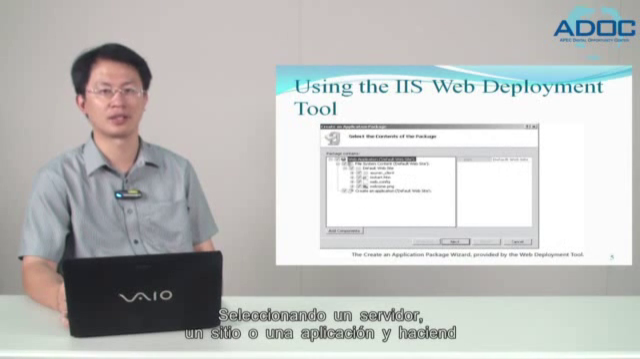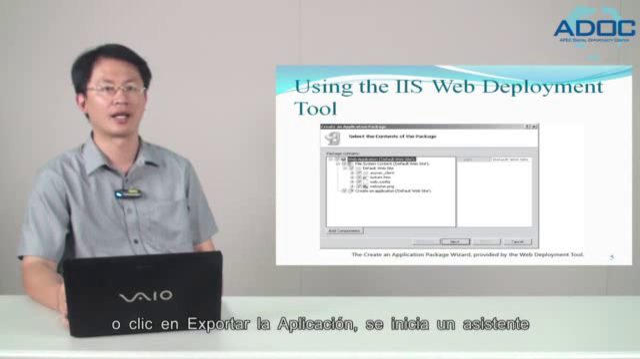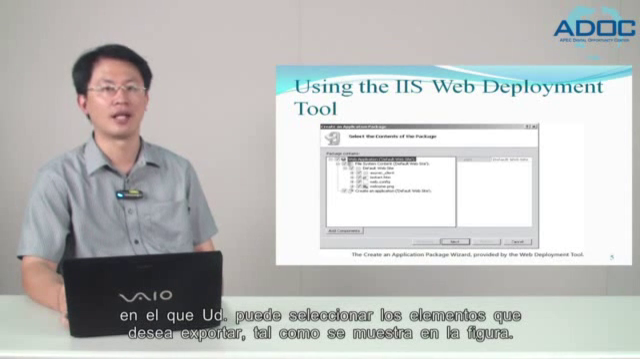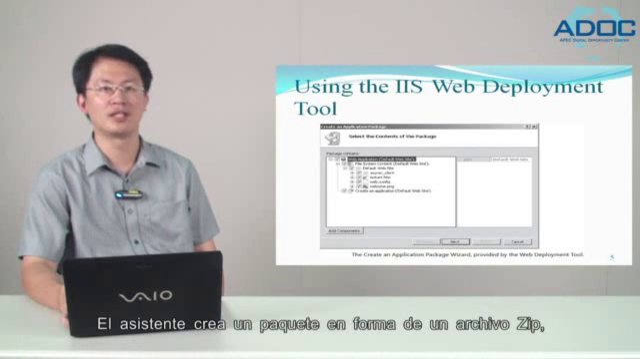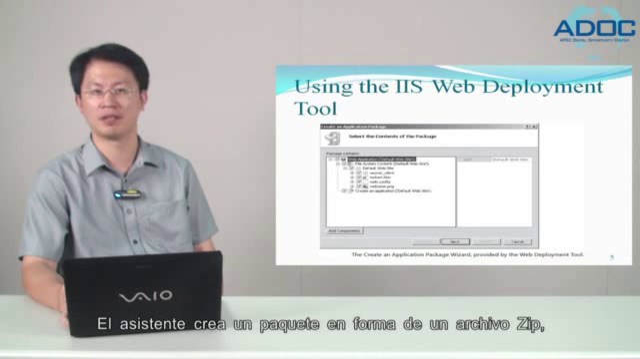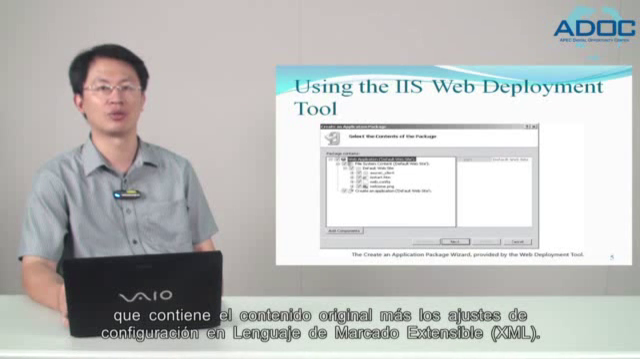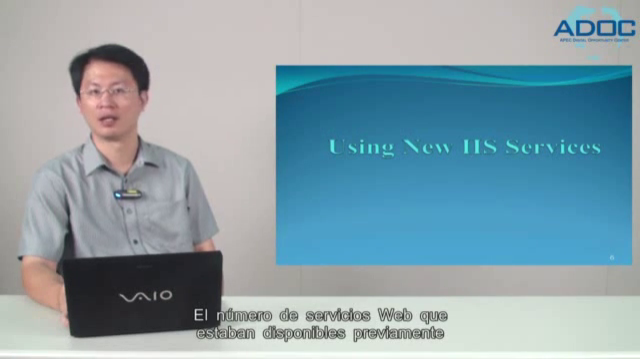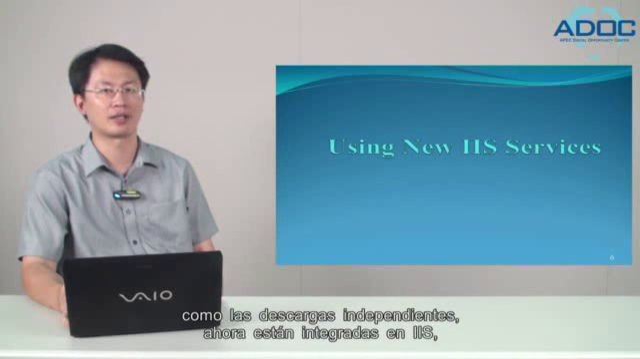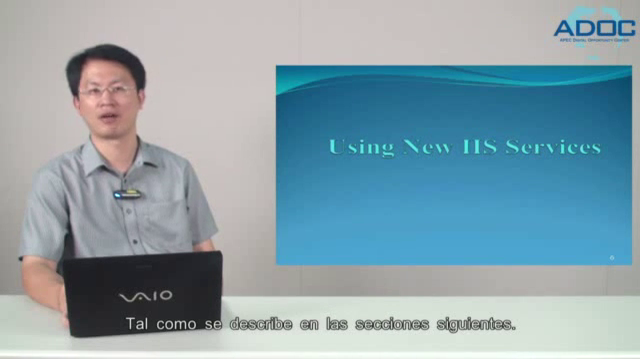Selecting a server, a site, or applications, and clicking Export Applications launches a wizard in which you can select the elements that you want to export. As shown in the figure, the wizard then creates a package in the form of a zip file, which contains the original content plus configuration settings in Extensible Markup Language, XML, format. A number of web services that were previously available as separate downloads are now integrated into IIS, as described in the following sections.